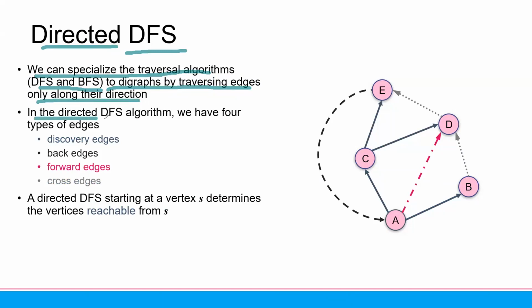In the directed DFS algorithm, there will be 4 types of edges. If we are using the original DFS, we have only 2: discovery edges and back edges. But when we have a direction, there can be 4. We can have discovery edges, back edges, forward edges, and cross edges.